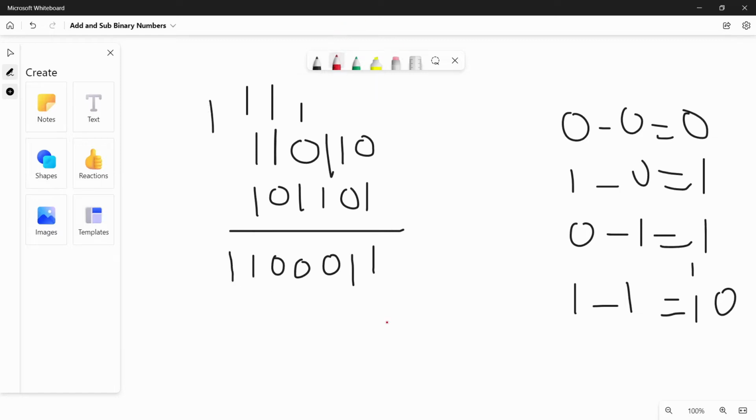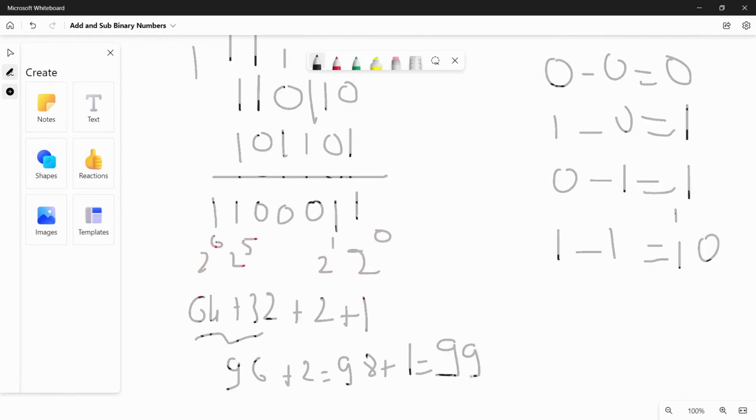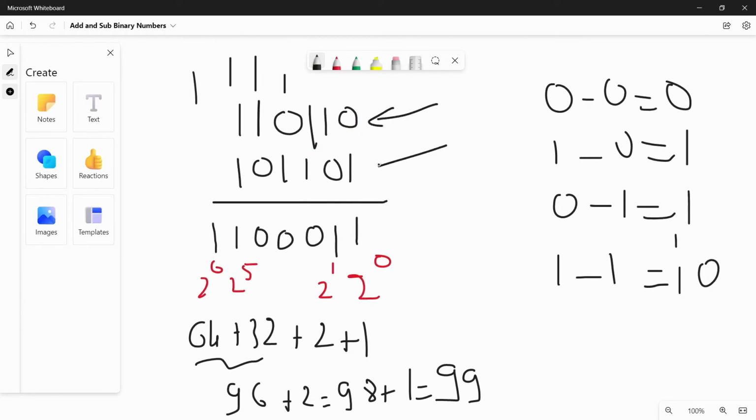Let's convert it. So 99 is 64 plus 32 plus 2 plus 1. 64 plus 32 is 96. Plus 2 will be equal to 98. Plus 1, it will be equal to 99. So 54 plus 45 is equal to 99.